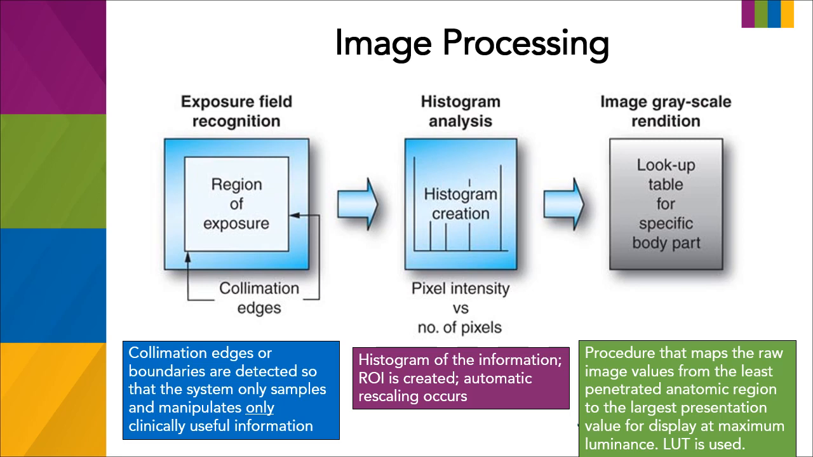So image processing begins with exposure field recognition. This is where we're looking at the region of interest with the collimated edges. And those boundaries are detected so that the system only samples and manipulates clinically useful information. Secondly, we have the histogram analysis, where we're going to have a histogram of the information. The ROI is created and automatic rescaling occurs. And then we have the image grayscale rendition, which is where the lookup table is applied.